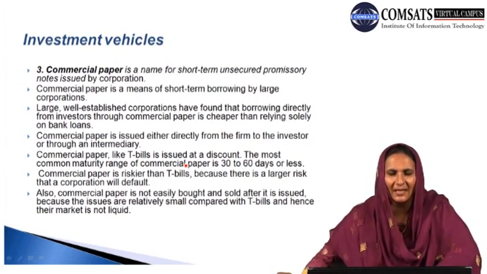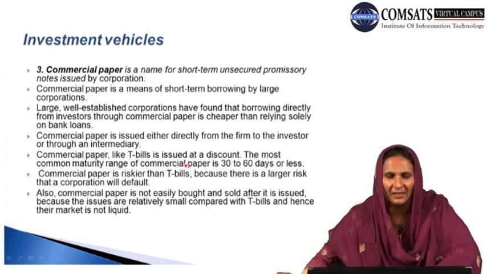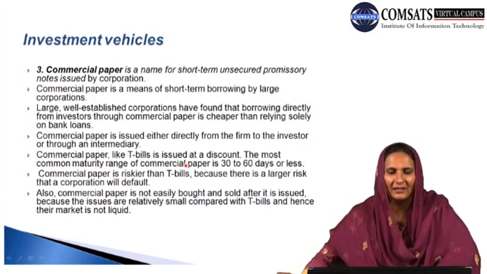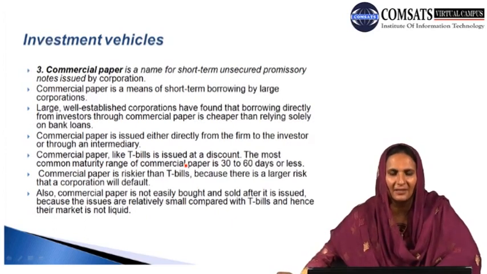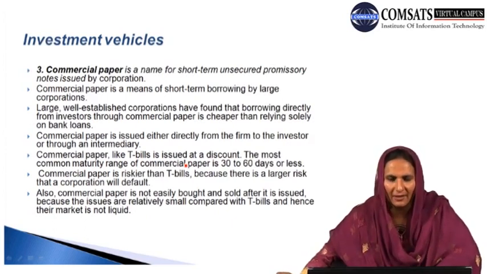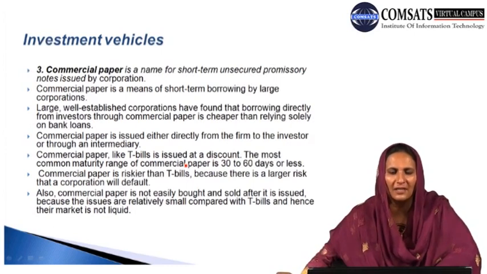Commercial paper is issued either directly from the firm to the investor or through an intermediary. Again, we have two ways of generating funds with the help of commercial papers. First, we can take funds directly from the firm, or we can use intermediary bodies. Commercial paper, like T-bills or treasury bills, is issued at a discount rate. The most common maturity range of commercial paper is 30 to 60 days or less. So it takes a smaller time period to mature.